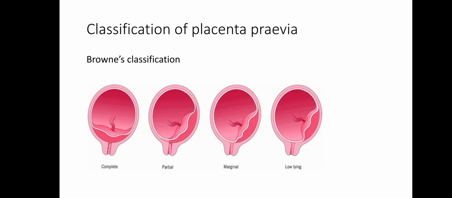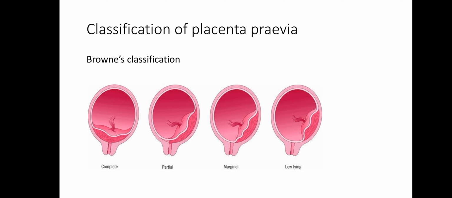So classification, this is Brown's classification. It's type 1 to type 4. So type 1 is the rightmost and type 4 is the leftmost. In type 1, it's low-lying placenta, which means that the placenta is within 2 centimeters of the cervical os. Type 2 is marginal, which means that the margin of the placenta is opposed to the margin of the cervical os, so they're touching each other. Type 3 means the placenta has partially covered the os, and type 4 it has completely covered the os. So this is Brown's classification.